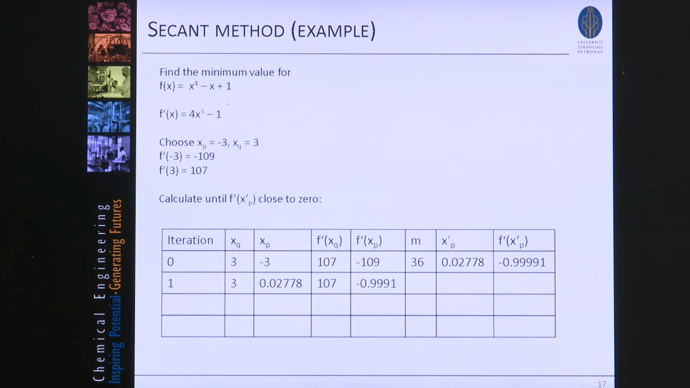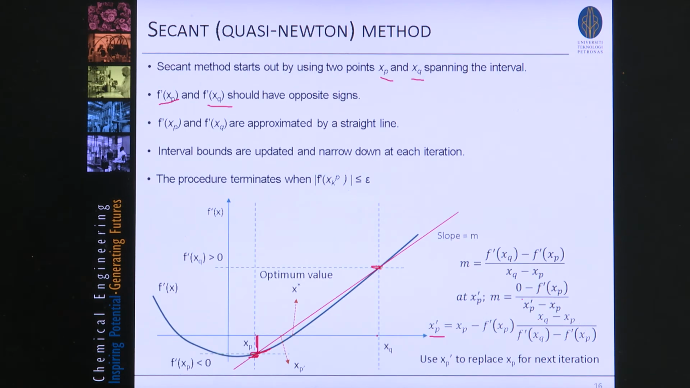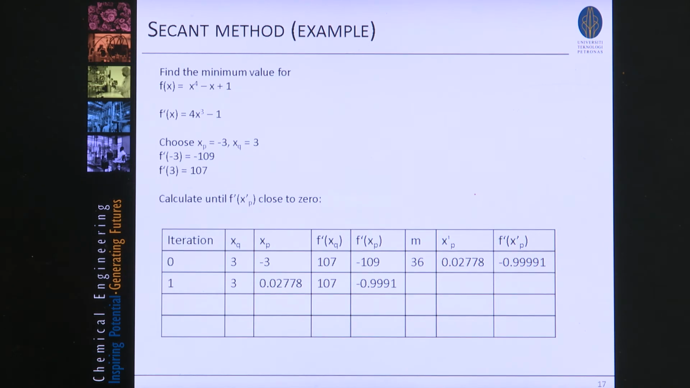And here you can find the minimum value of this, so you can use something like Excel. If we have this objective function x^4 minus x plus 1, the first derivative is 4x^3 minus 1. So in this case, as you can see, it doesn't use the second derivative. It uses only the first derivative.